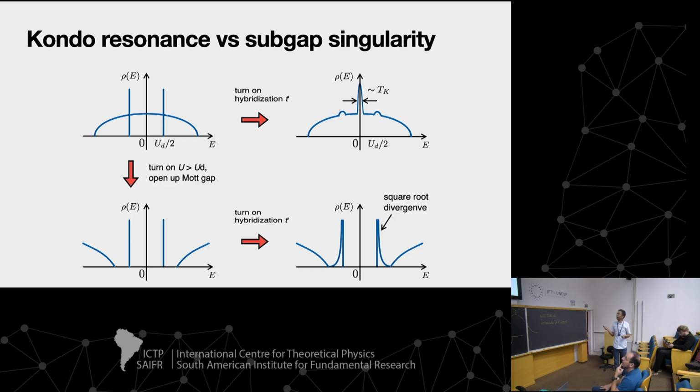But let's say instead of doing this, let's do this one first. I turn on U, a very large U in the bulk. Then I open up the Mott gap, and my impurity levels are now inside the Mott gap. If now I turn on this hybridization coupling with the impurity, what you get is this threshold singularity, where the exponent here is 1/2, and it's actually controlled by this spinon-Kondo effect.